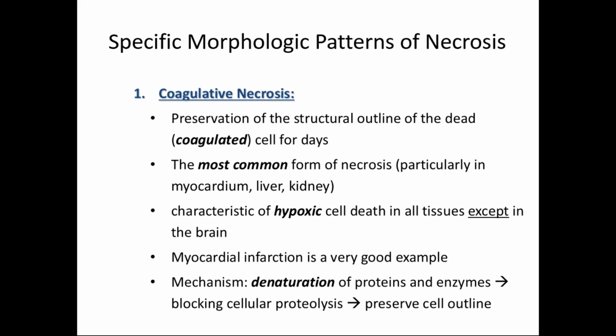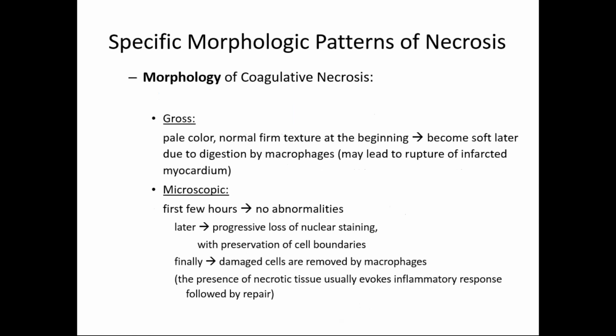This is the most common form of necrosis, particularly in myocardium, liver, and kidney. It is characteristic of hypoxic cell death in all tissues except in the brain. Myocardial infarction is a very good example. The mechanism is denaturation of proteins and enzymes, which leads to blocking of cellular proteolysis, which leads to preservation of cell outline. So this is the mechanism involved in coagulative necrosis.